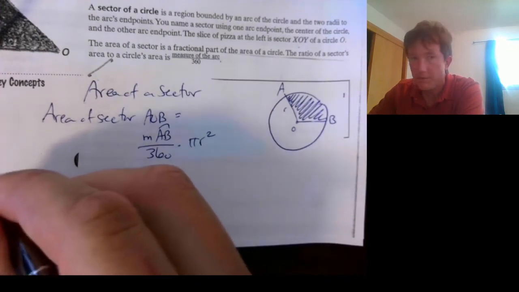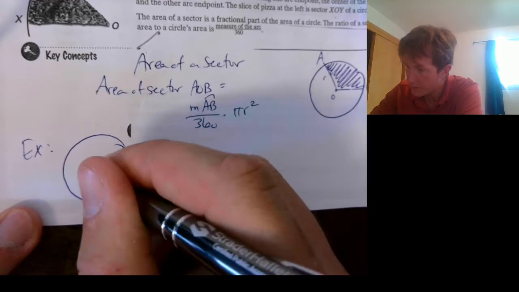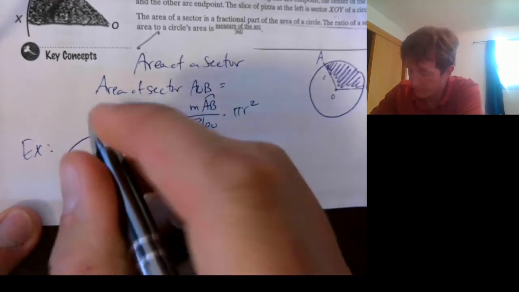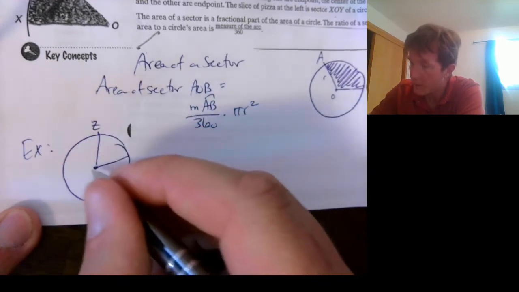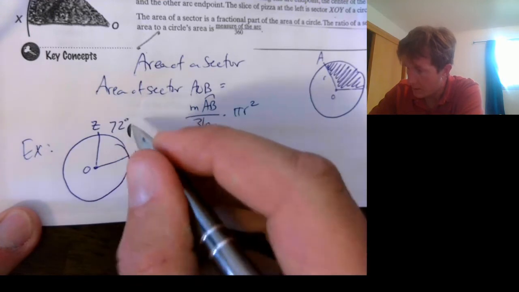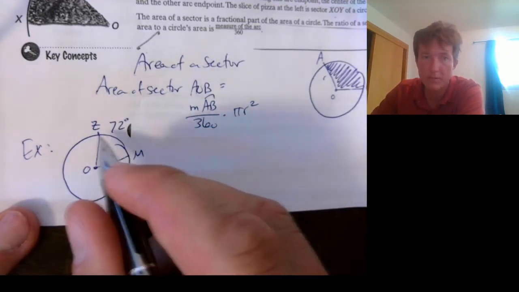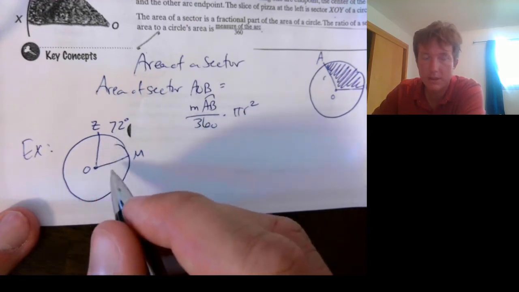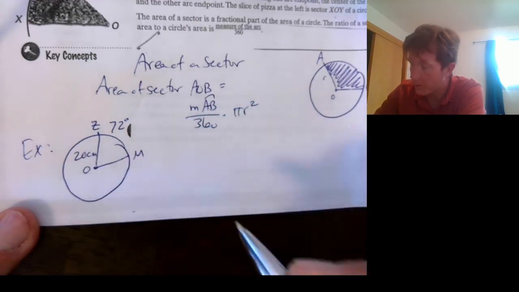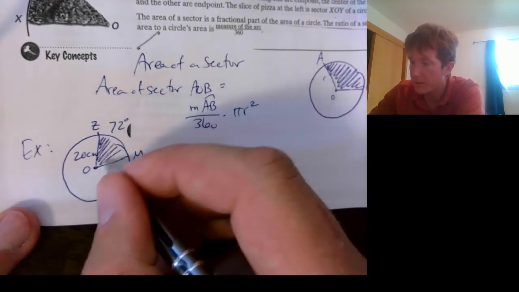Let's go example. Say you're given a circle O, and you have a sector ZOM. This is your sector, and its angle is 72 degrees. Okay, so from Z to M, we're looking at a 72 degree chunk. The radius is 27 meters. So I want to find the area of this sector.